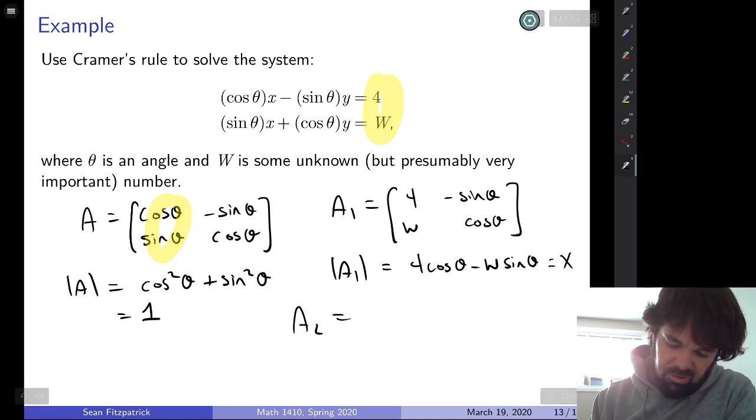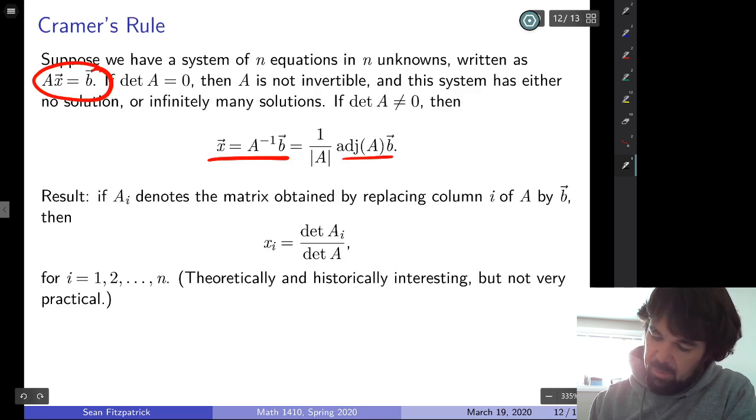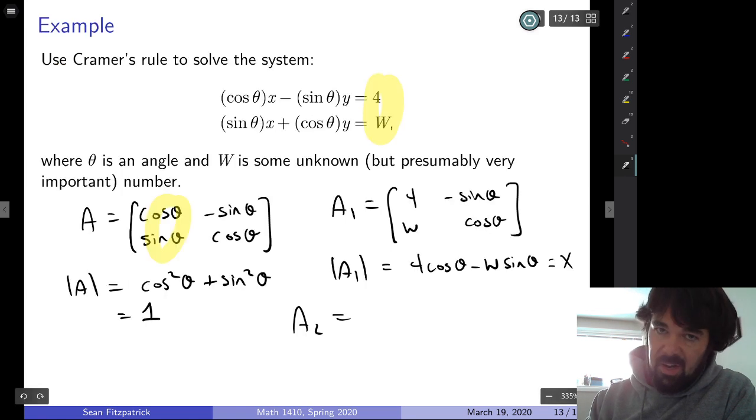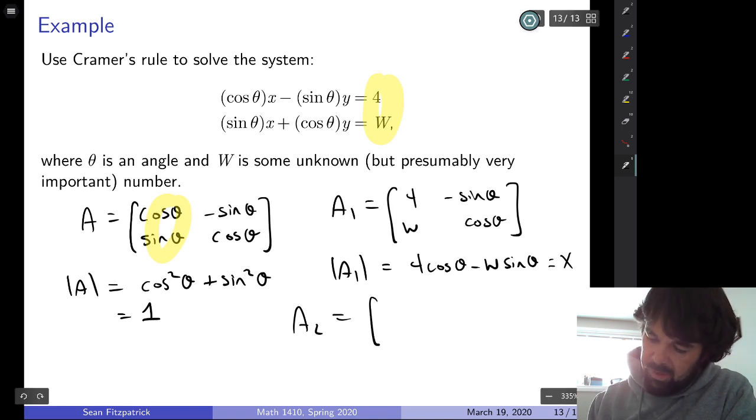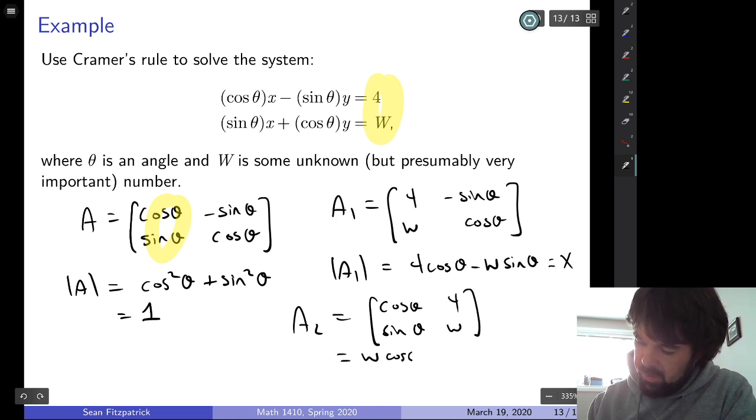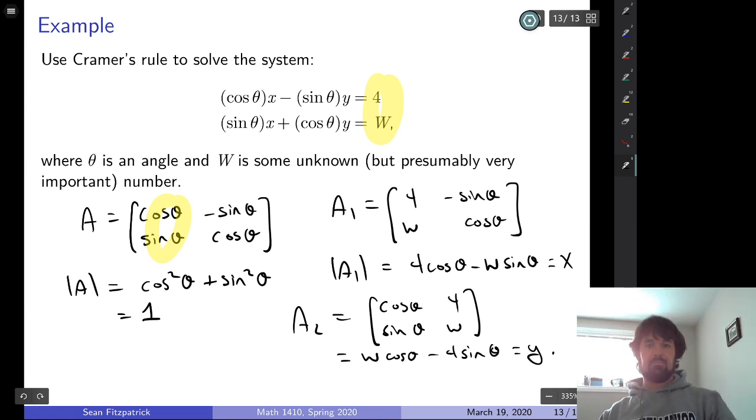So I mean, just jumping back. Why is it x? Well, it should be that determinant divided by the determinant of A, but the determinant of A is 1. Dividing by 1 doesn't do anything. Okay, and then for the other one, A2, we replace the second column of A by the constants. So cos theta, sine theta, they stay put, and we put the 4 and the W over here, and we get W cos theta minus 4 sine theta, and that's y.